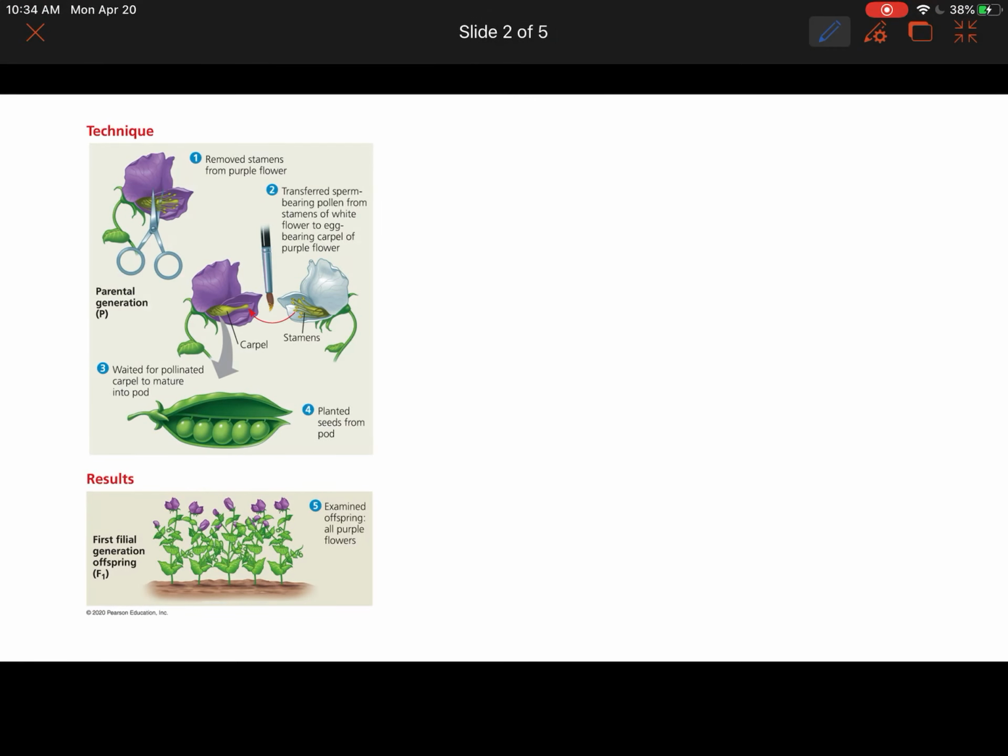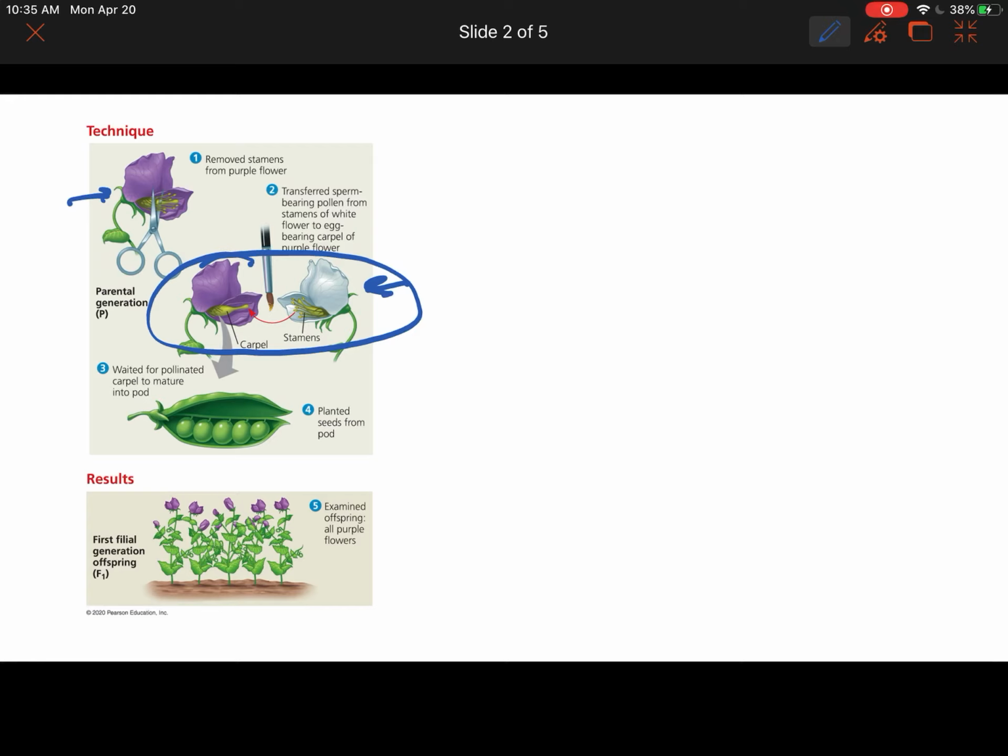So just to review Mendel's process, he would start with two true breeding strains of pea plants, and he would remove the male reproductive organs from one plant, and then using a paintbrush pick up pollen from the other plant, cross-pollinate, and these two plants were his parental generation.